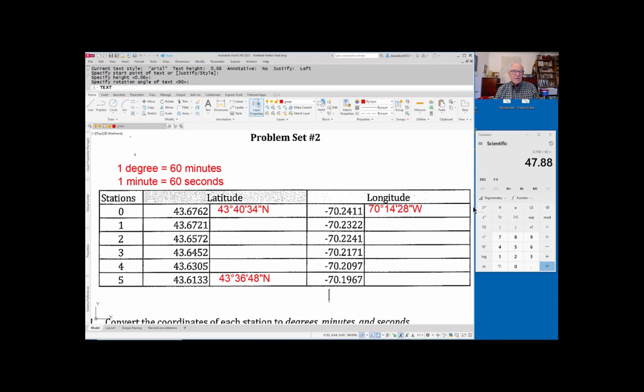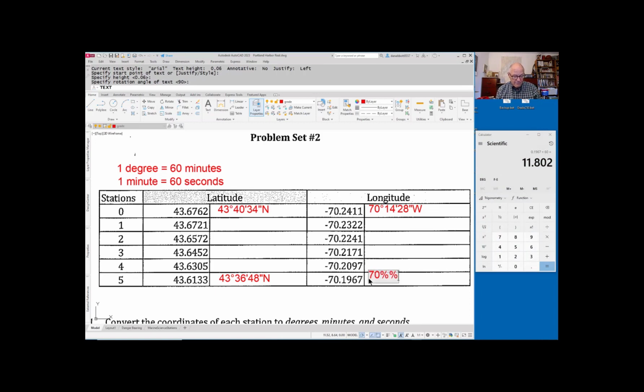Do the one over here, we start the same way, 0.1967. We clear that, 0.1967. And again, we can estimate that. It's about 0.2. 0.2 times 60 is going to be about 12 minutes. So we multiply that times 60. And we get a value that's close to 12, but it's not 12. So we're going to write down 11 over here. So we come back over here.